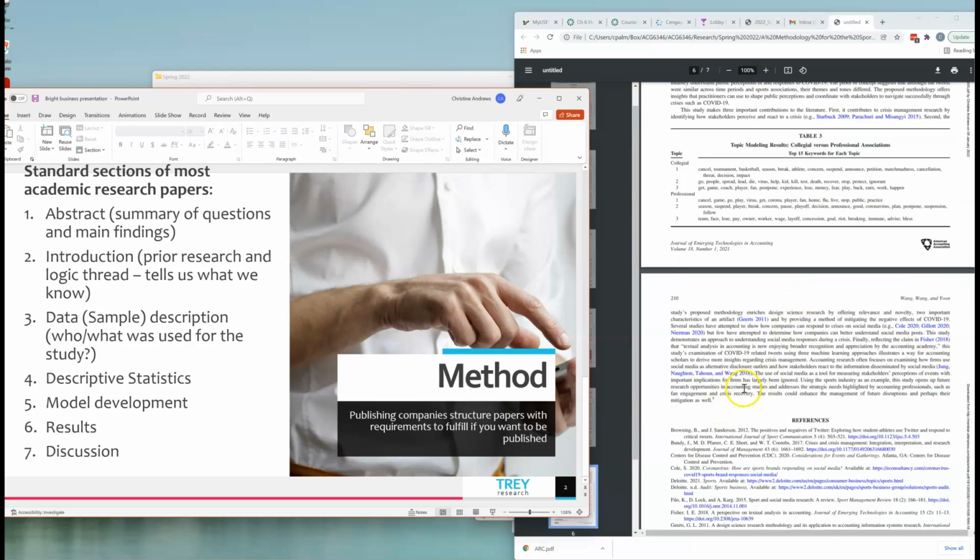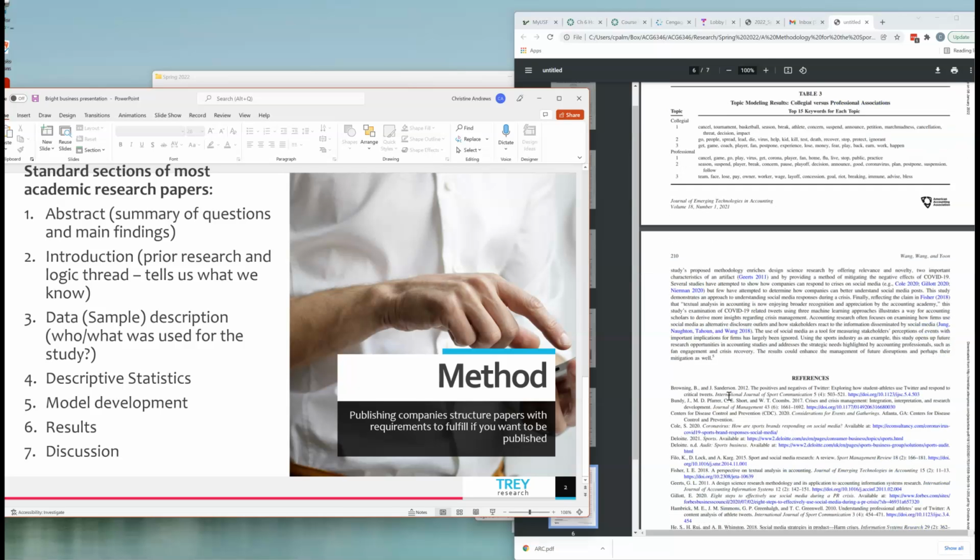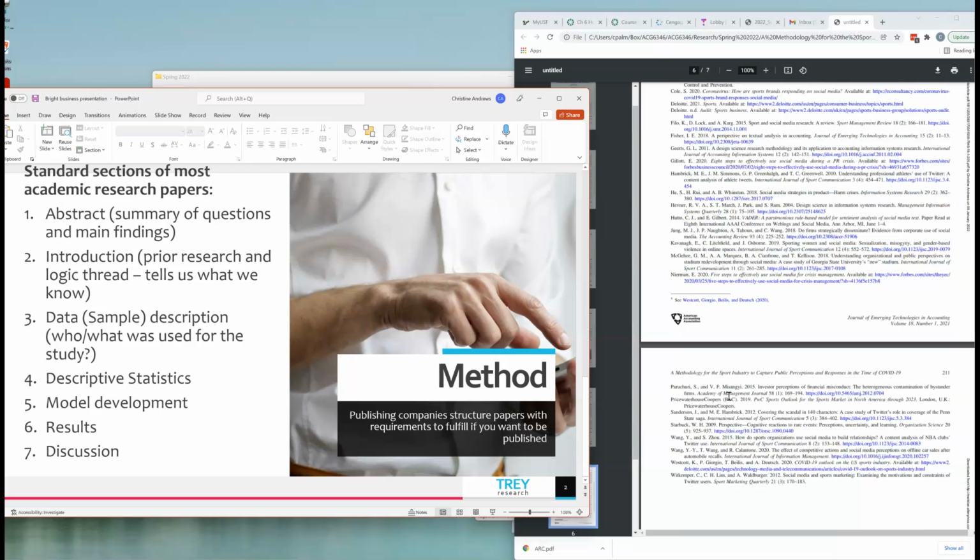And what did they say at the end? Here we look at the last statement. The use of social media as a tool for measuring stakeholders' perceptions with important implications for firms has been largely ignored. Using the sports industry as an example, the study opens up future research opportunities in accounting studies and addresses the strategic needs highlighted by the accounting professionals. So you'll usually have a suggestion for future research. The other thing they usually have in studies is a statement like, what limitations do they see in the study?